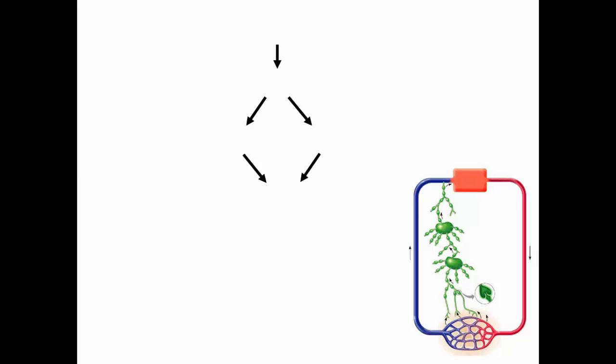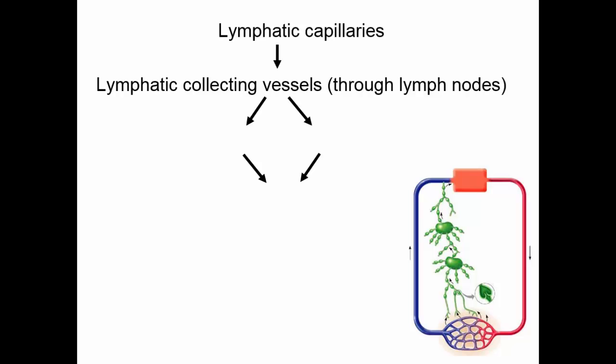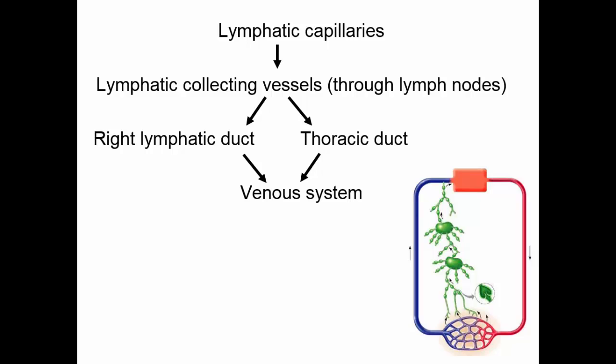So the lymphatic capillaries feed into the lymphatic collecting vessels. These are the ones that will go through the lymph nodes. The lymphatic collecting vessels will then empty into the lymphatic ducts. We have the right lymphatic duct that will drain 1/4 of the body, and the left lymphatic duct drains 3/4 of the body. It is frequently referred to as the thoracic duct. The ducts will then empty into the venous system, so the fluid that was left behind in the tissues gets filtered and returns back to the blood.